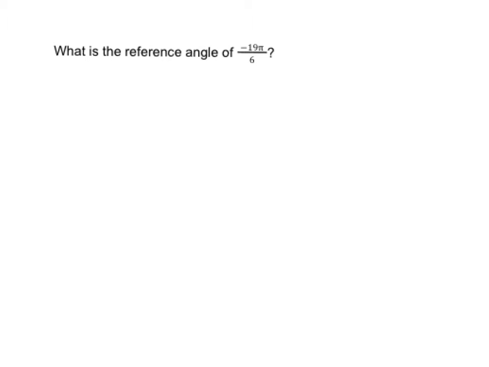All right, let's look at an example of how to find a reference angle. This first one says of negative 19 pi over 6. So the first thing I would do is figure out what that is in degrees, because that's kind of a hard one to do in radians. So I multiply by 180 over pi.